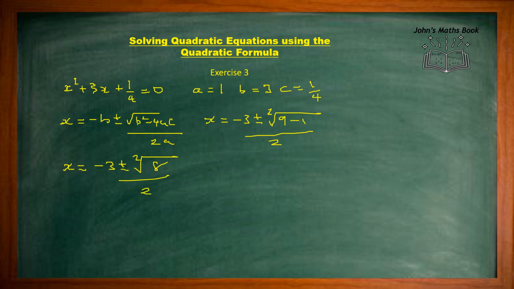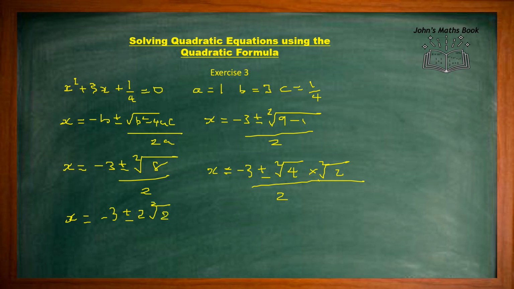So that can be rewritten as follows. x is equal to minus 3 plus or minus... now 8 is 2 times 4, so it can be the square root of 4 times the square root of 2, divided by 2. So x is equal to minus 3 plus or minus, now the square root of 4 is 2, multiplied by the square root of 2. That's all divided by 2.